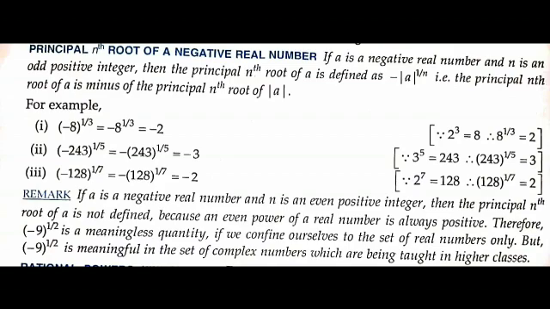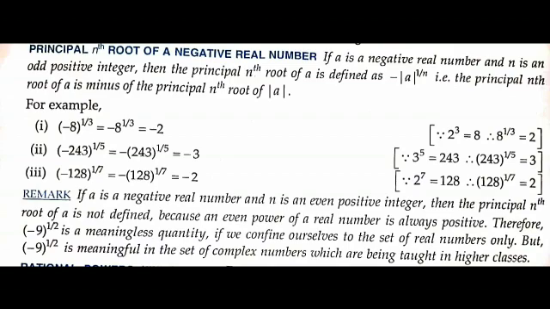At this point of time, it is very important to note. So please listen carefully and note it. If a is a negative real number and n is an even positive integer, then the principal nth root of a is not defined, because an even power of a real number is always positive.